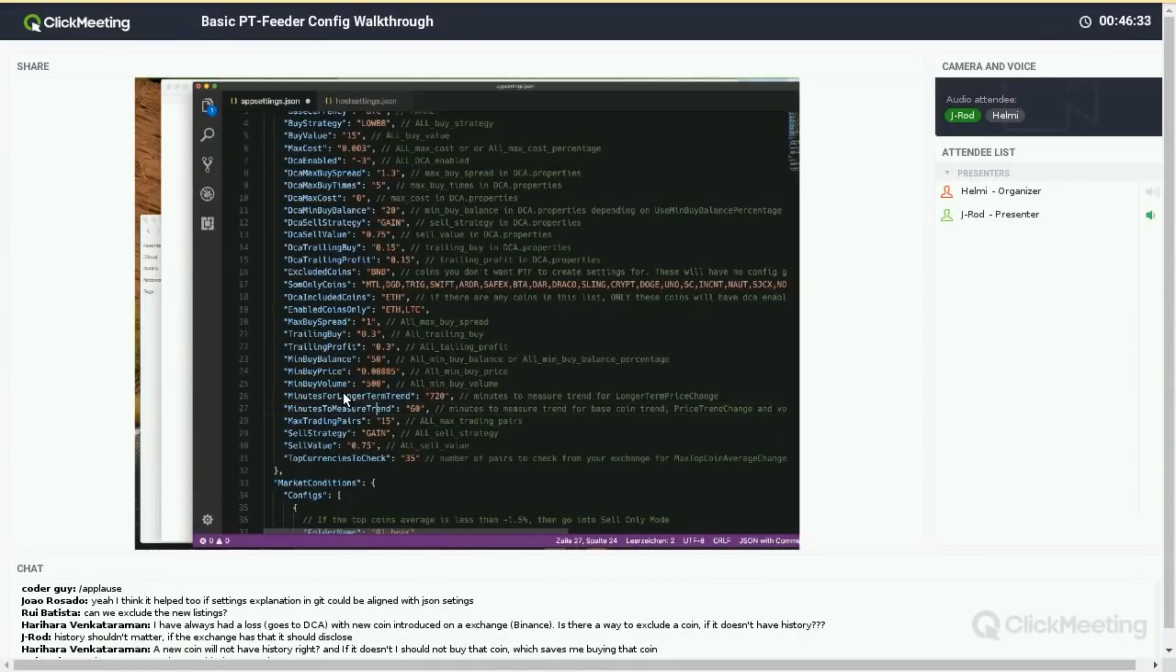Sell strategy, that's for the buy side again, and there's a sell value, which would be where it wants to sell and start looking for trails.